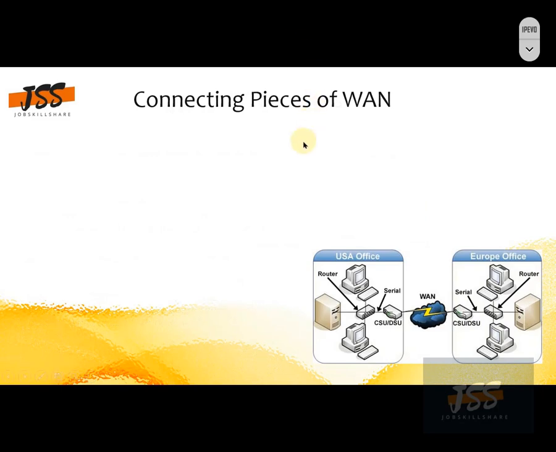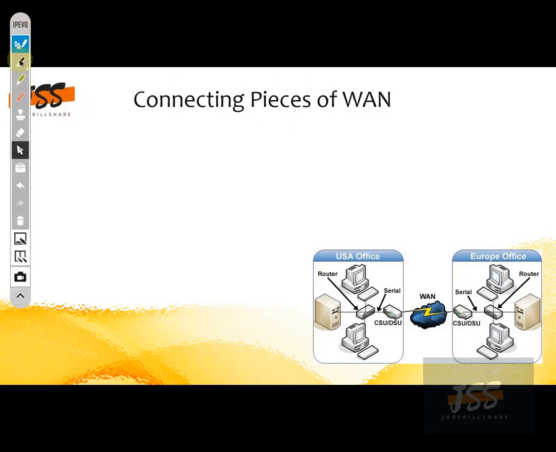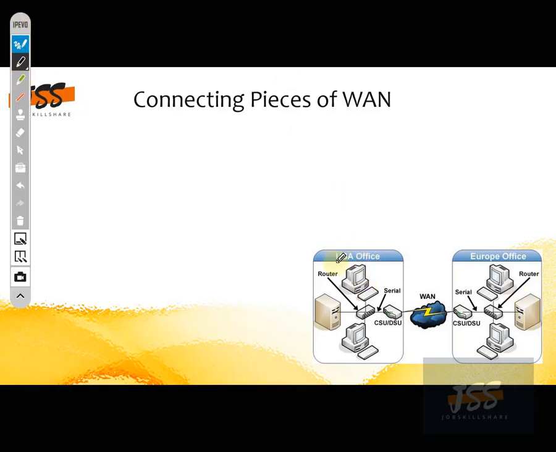So what are the pieces? Whatever we discussed in earlier slides, we talked about logically, but we want to see how they are physically connected with each other. Here's the diagram. Let's say we have one USA office and one Europe office. These are the CPEs, customer equipment, and these are the WAN connections, the service provider basically.